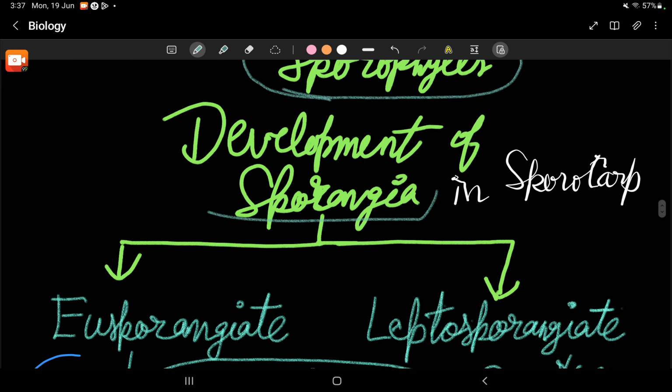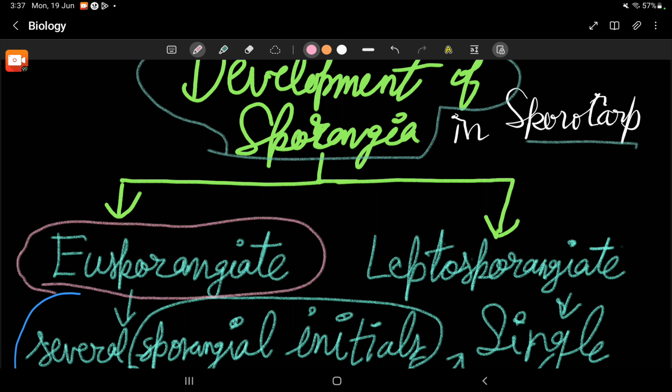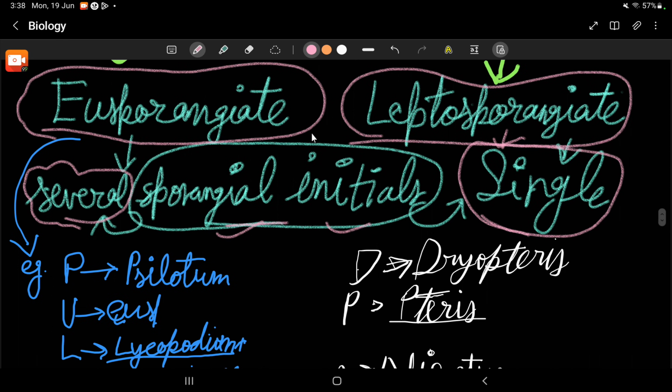Next is development of sporangia. There are two types of development: eusporangiate and leptosporangiate. In case of eusporangiate, there are numerous sporangial initials, while in leptosporangiate, lepto means single, there is a single sporangial initial. This is very important from the question category. Questions arise from examples: which includes the eusporangiate development and which leptosporangiate.